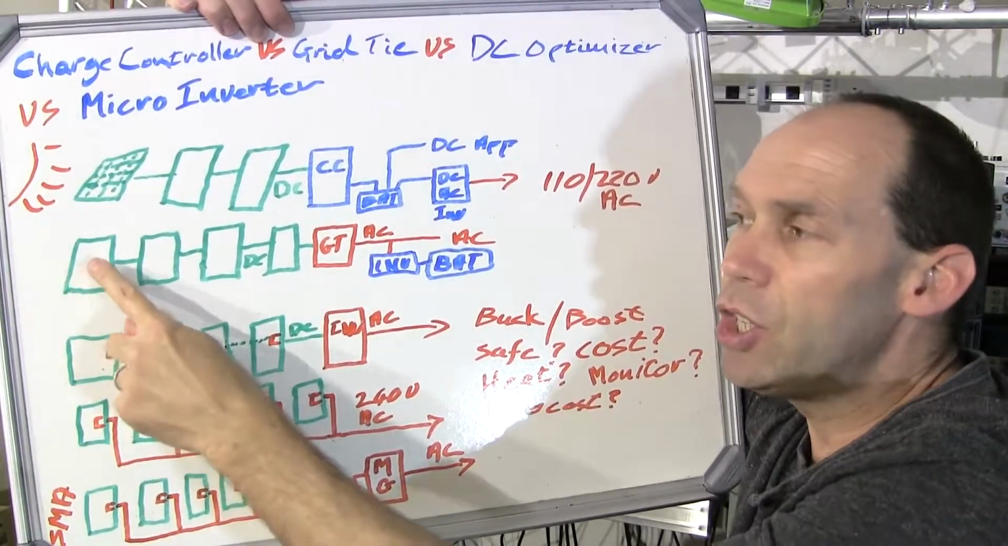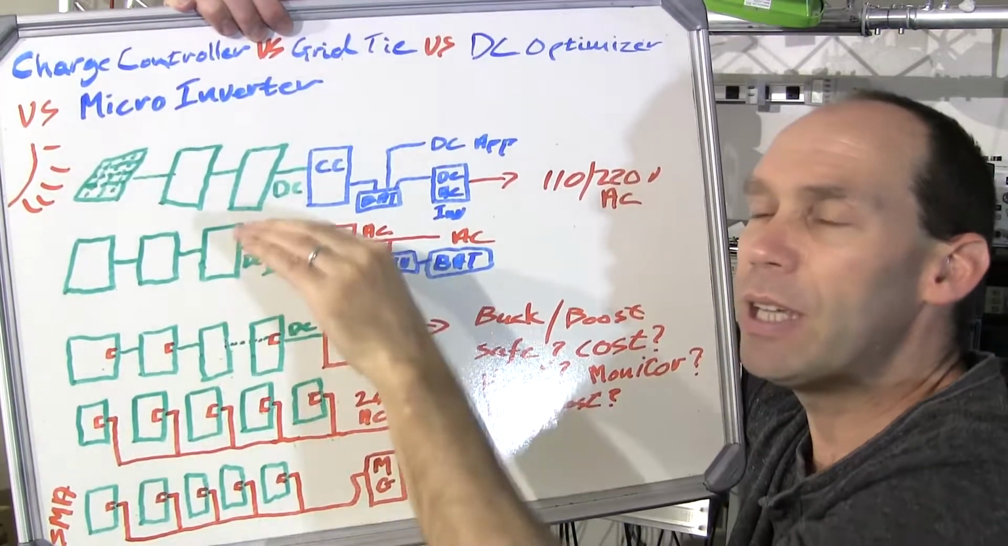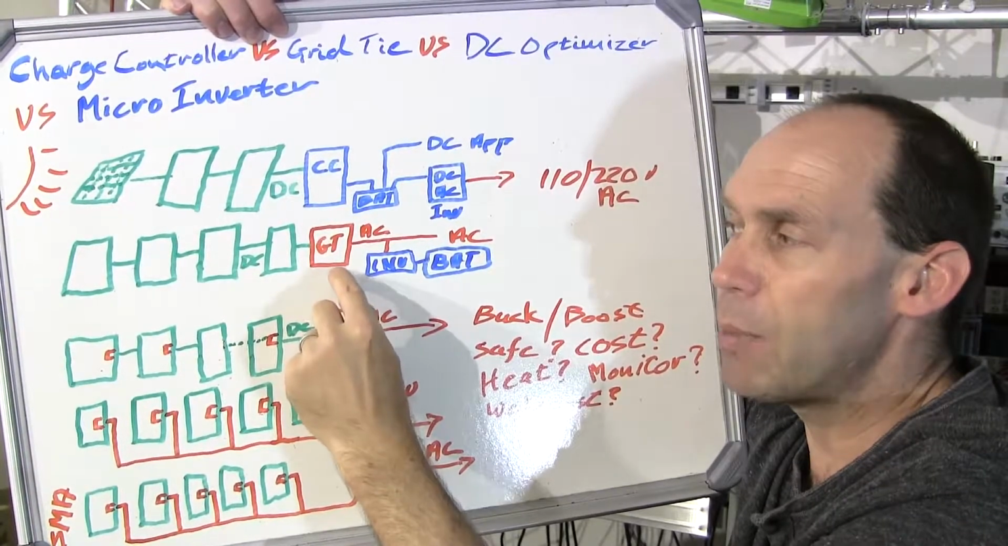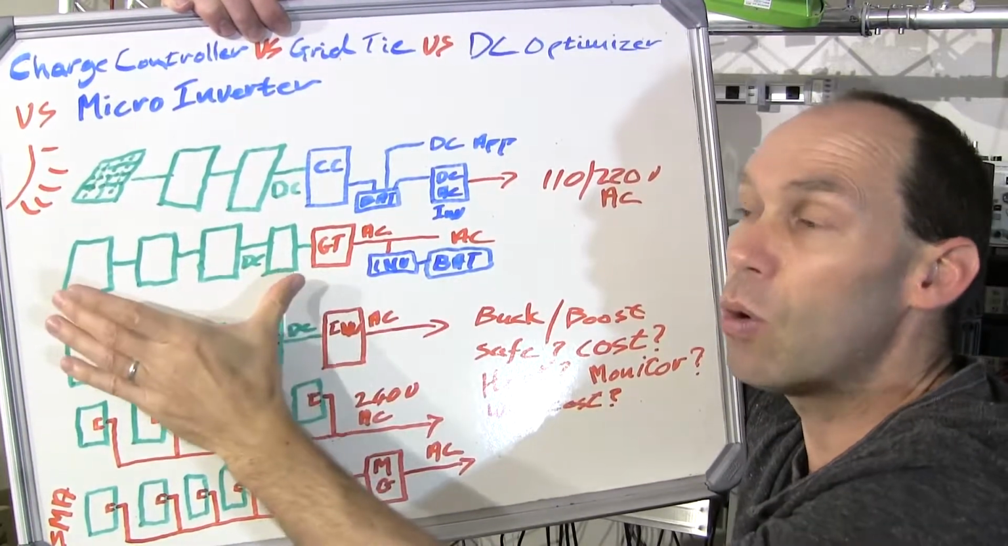Now, if you have any shading on any one or more of these panels, that potentially brings down the whole string. You've got a single maximum power point tracking device in your grid tie inverter, which is controlling this whole string.